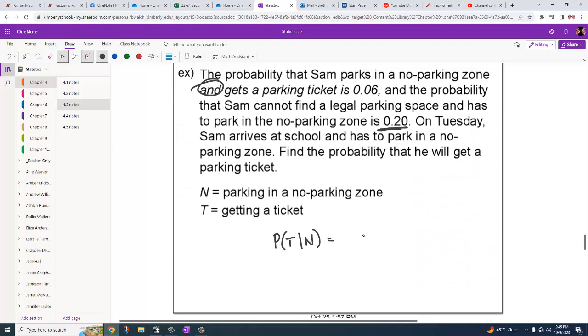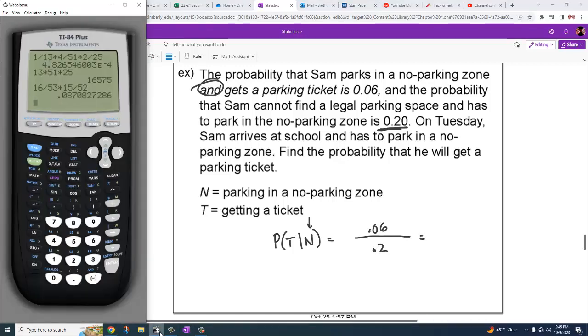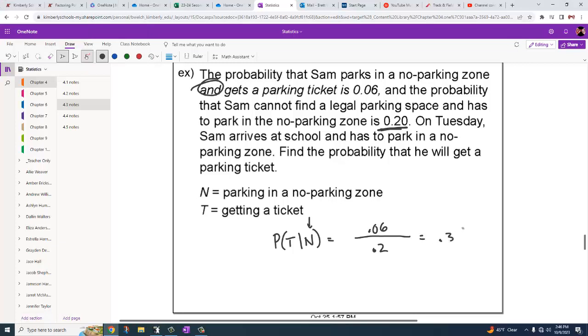So the probability that A and B occur, that he parks in no parking and gets a ticket, is 0.06. Now the thing we divide by is the probability that N is going to occur, that he's going to park in a no parking zone. That would be 0.2. If we take 0.06 divided by 0.2, we get 0.3. So there is a 30% chance that he's going to get a ticket given that he's parked illegally.